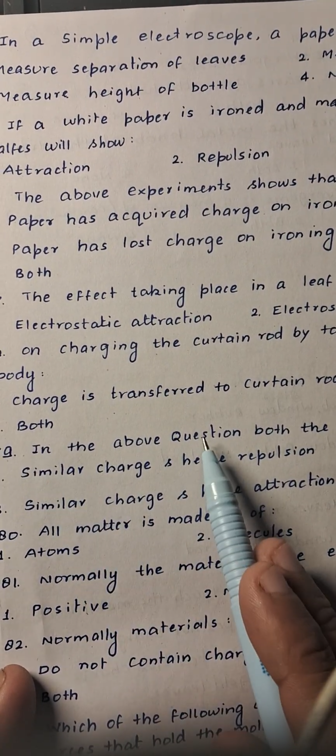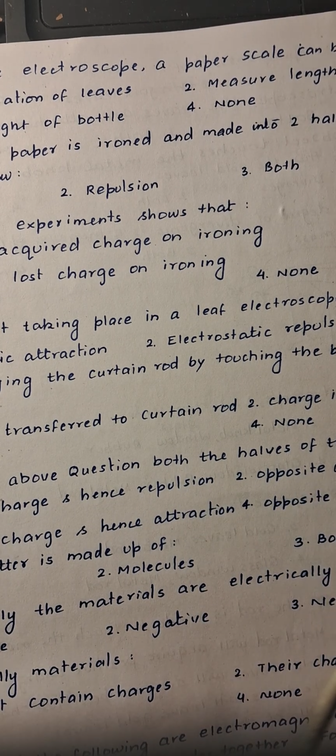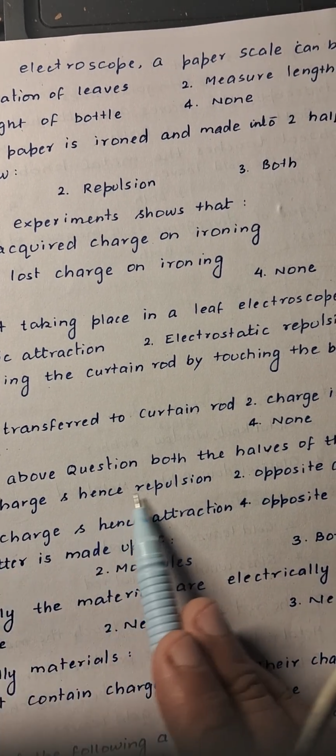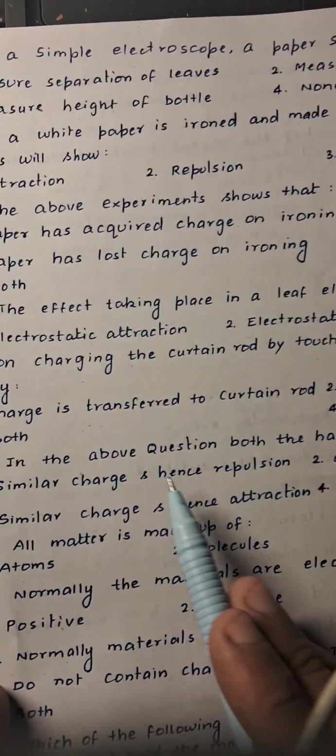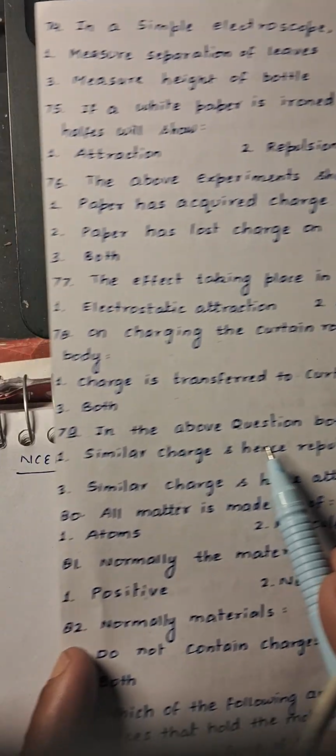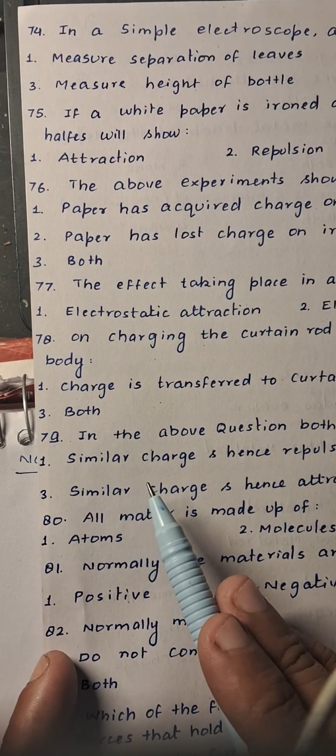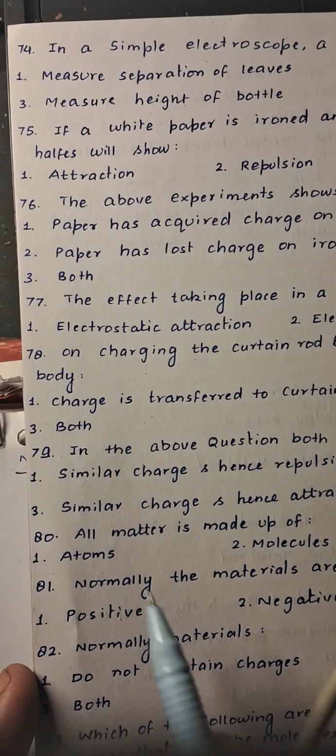Next is: in the above question, both the halves of the foil get similar charges, hence repulsion. So the first is correct over here. So for question number 79, the first option is correct. Next is question number 80.